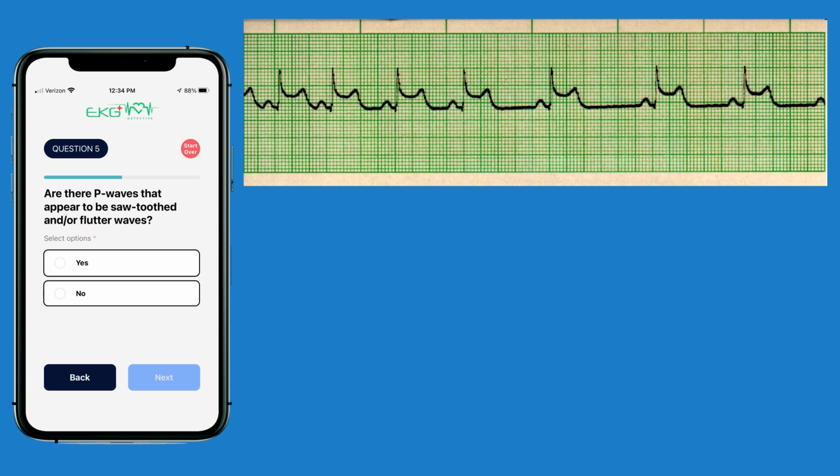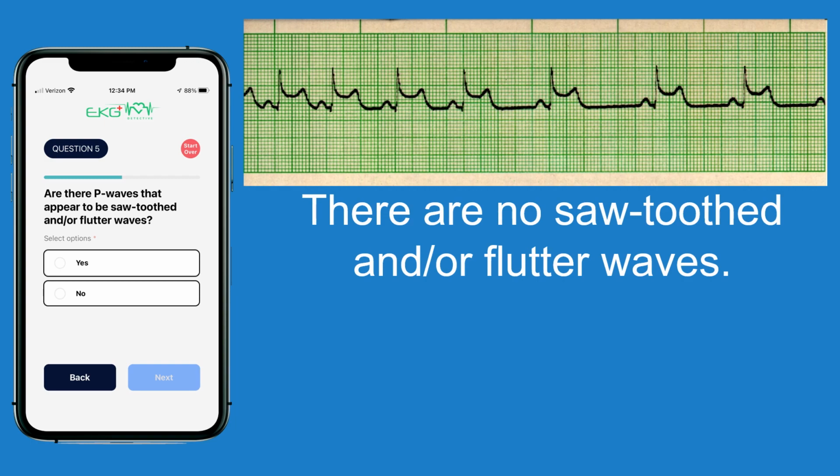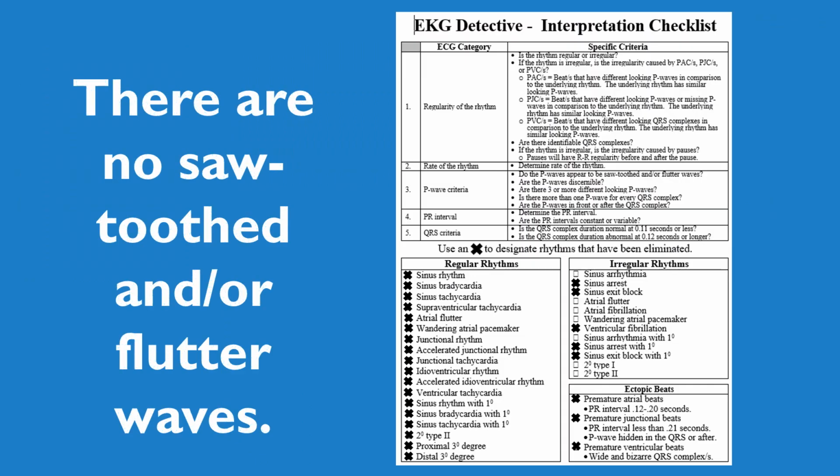Question 5 is asking, are there P waves that appear to be sawtooth and or flutter waves? Looking at this ECG, it doesn't appear like we have any extra P waves or flutter waves in this rhythm. So we will go to our app, we will select no, and then we'll hit next to go to the next screen. Looking at our checklist, since we don't have flutter waves, that allows us to get rid of atrial flutter because flutter is associated with flutter waves or F waves.